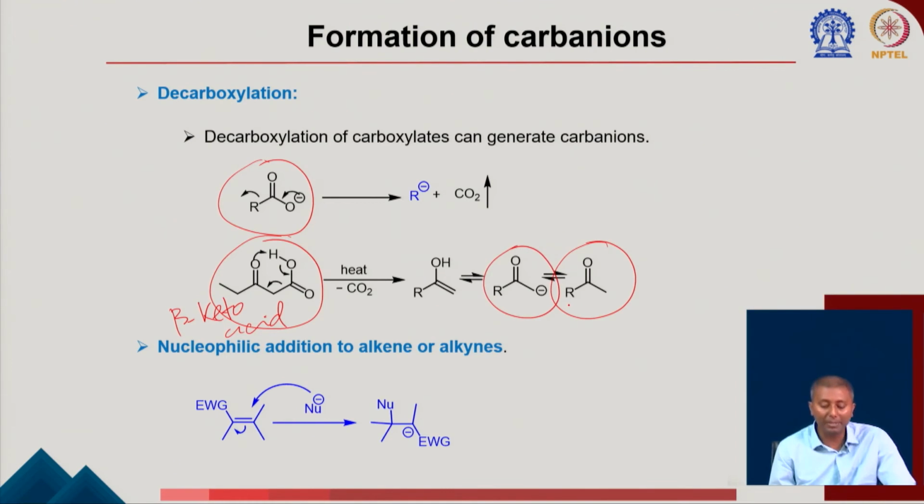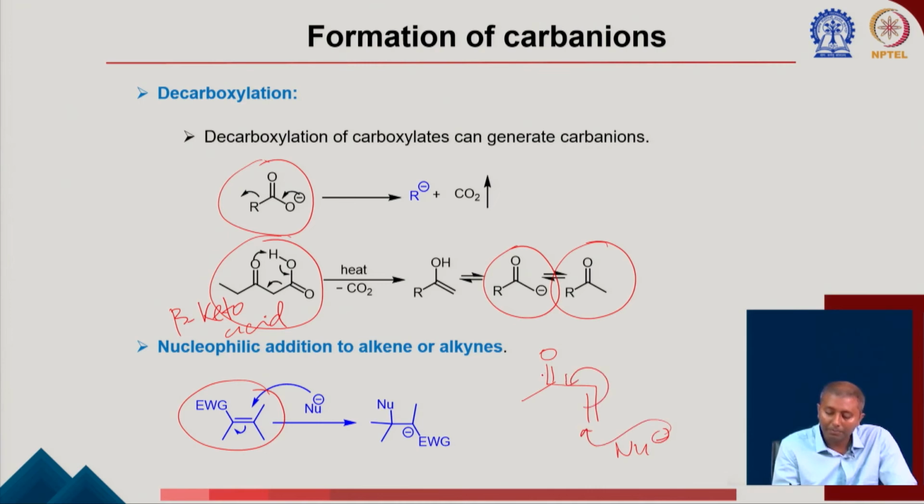Then there is another method where you can add a nucleophile to alpha-beta unsaturated compounds. Once you have an alpha-beta unsaturated compound, you add a nucleophile. What is happening here? The nucleophile can attack here, and if you try to write it, you will be generating an O minus with a double bond and a nucleophile here, which can come back and generate a carbanion in the alpha position.